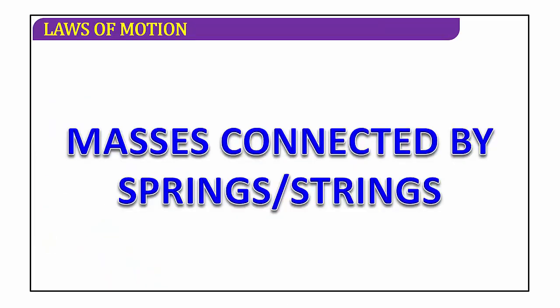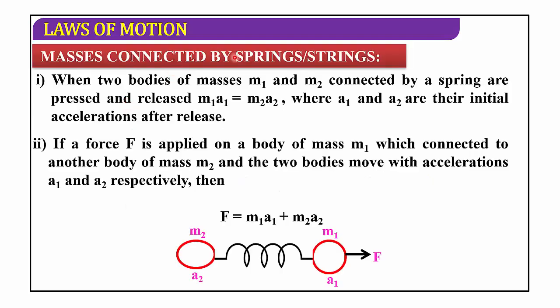Now we go for the next concept, masses connected by springs or strings. Masses connected by spring or string. The first point: when two bodies of masses M1 and M2 connected by a spring are pressed and released, M1A1 is equal to M2A2, where A1 and A2 are their initial accelerations after release. This is the first case.